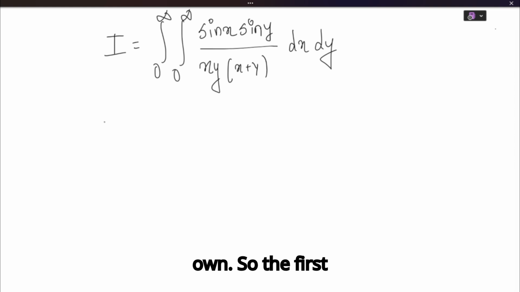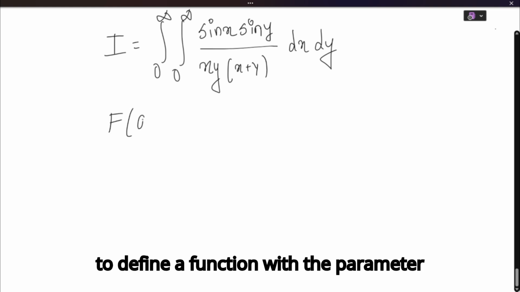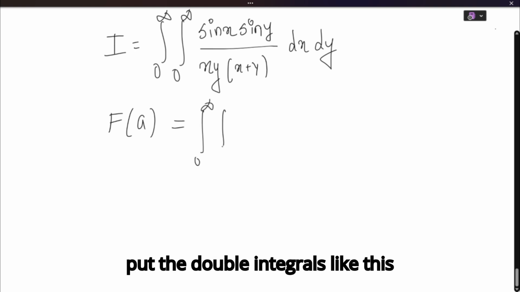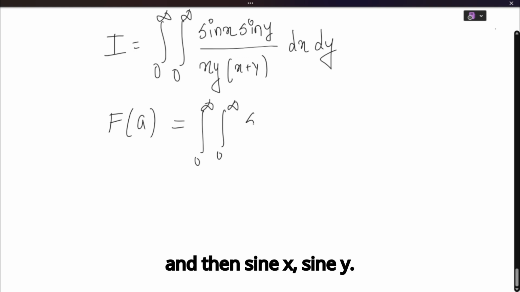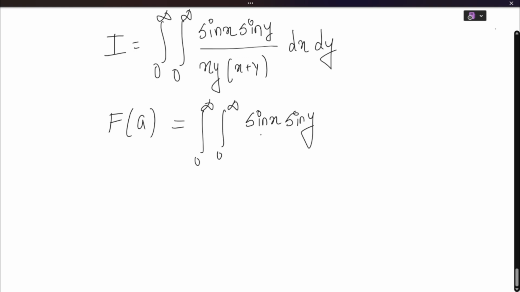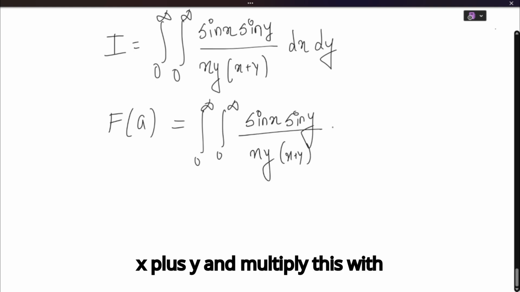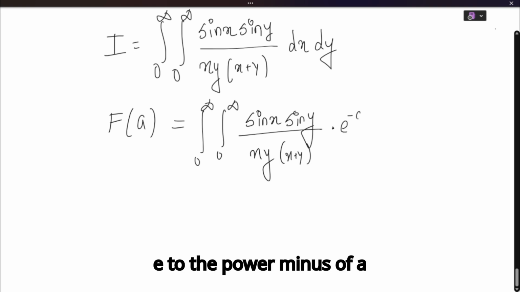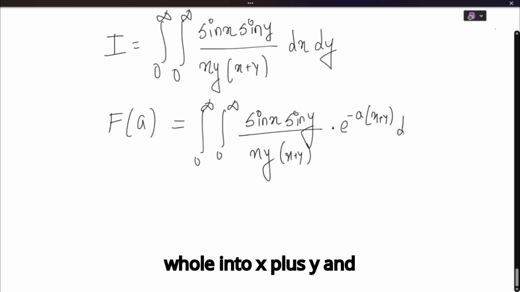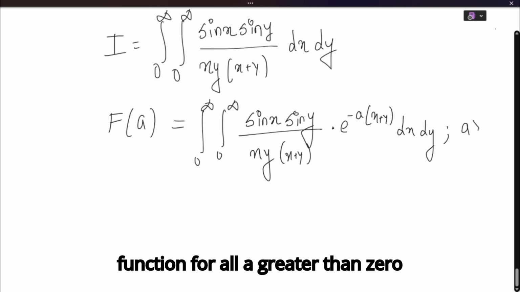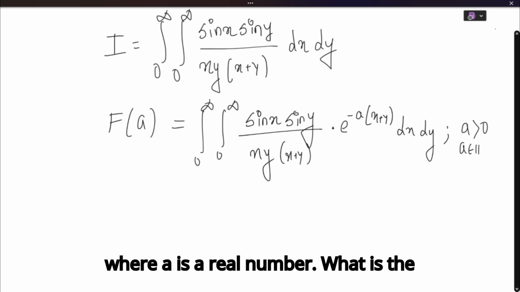So the first thing we are going to do is define a function with the parameter a, which looks something like this. Put the double integrals like this, and then sine x sine y divided by xy into x plus y, and multiply this with e to the power minus a into x plus y, and then put dx and dy, and define this function for all a greater than 0 where a is a real number.